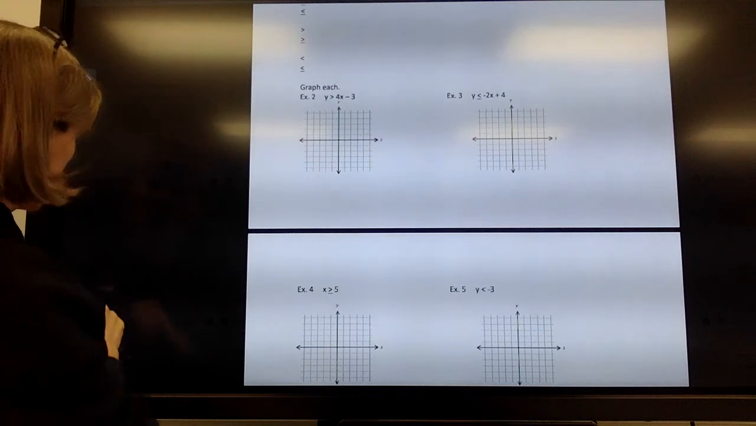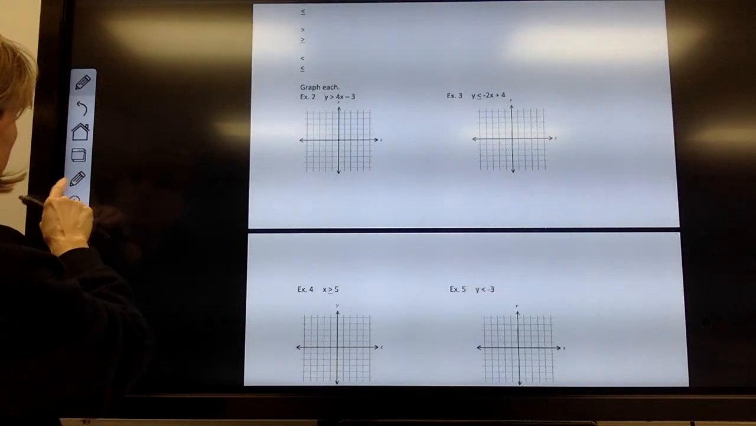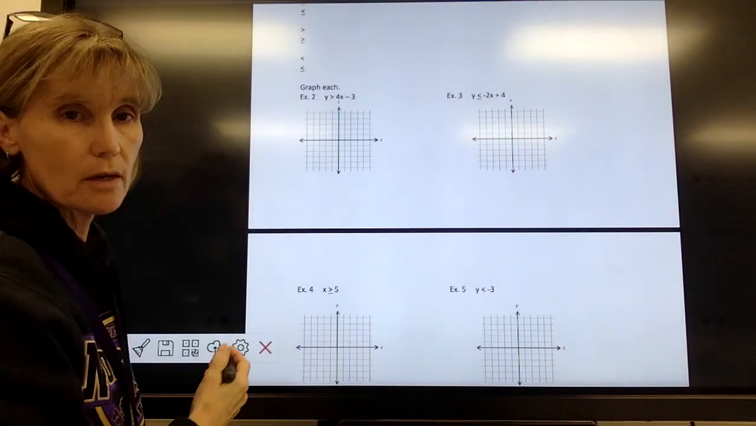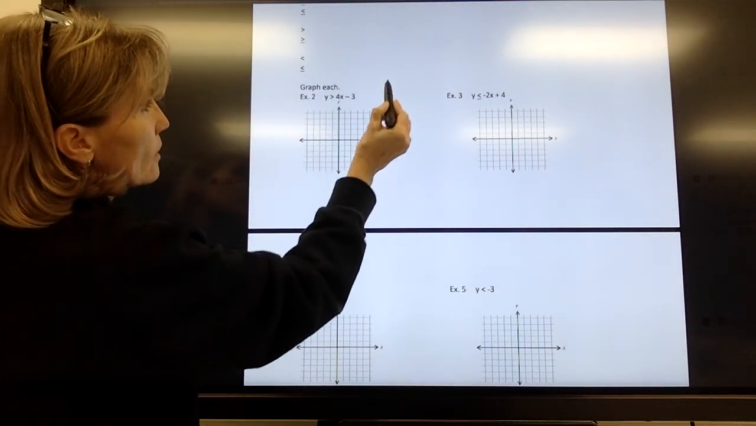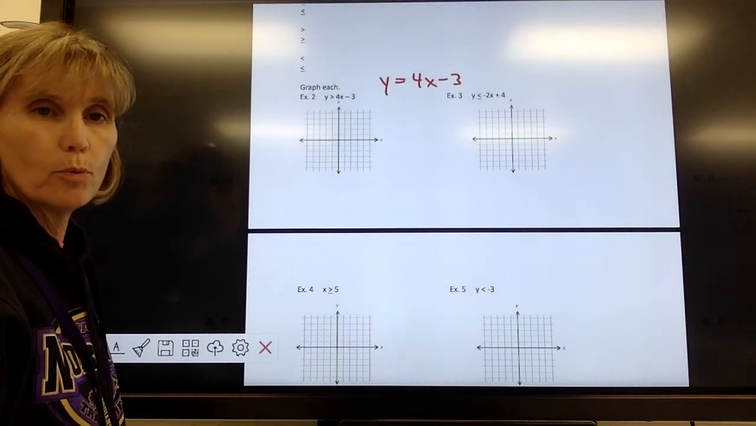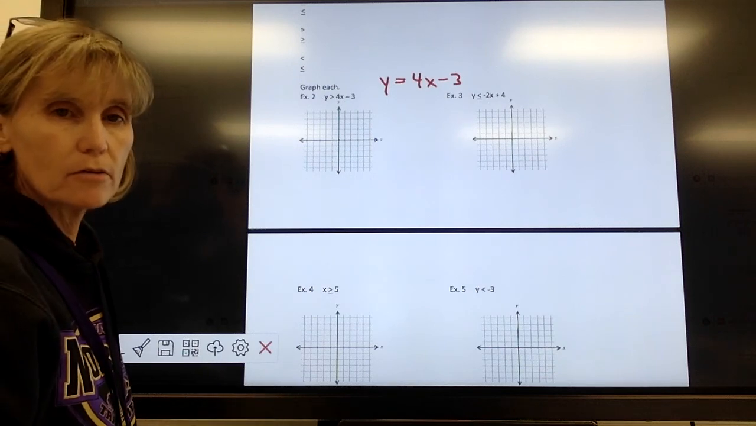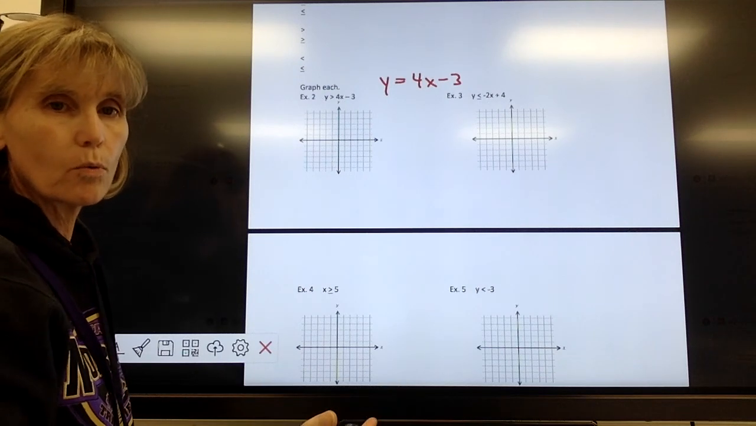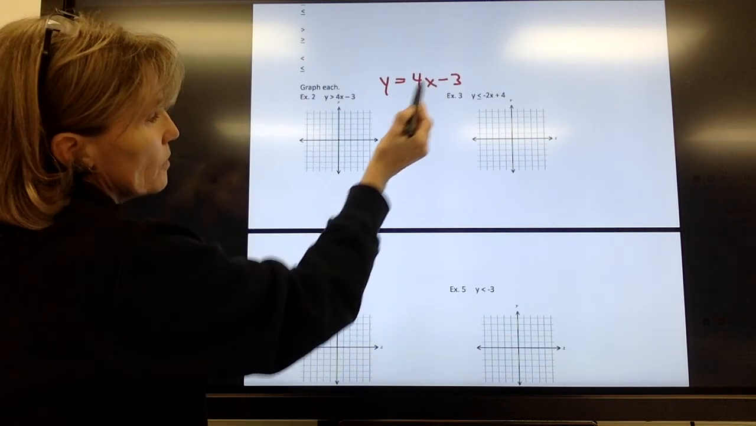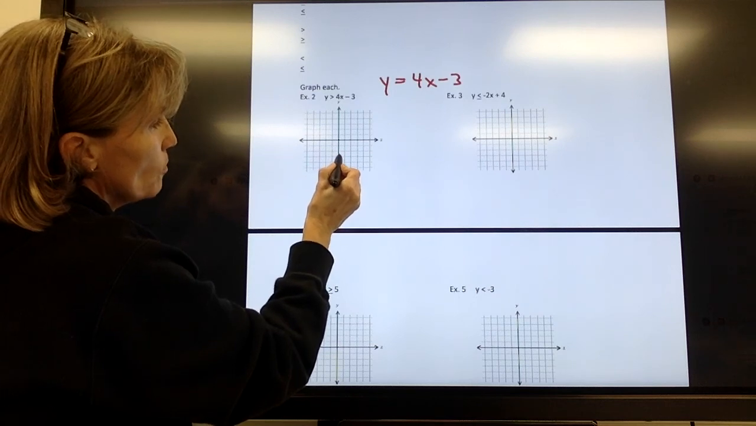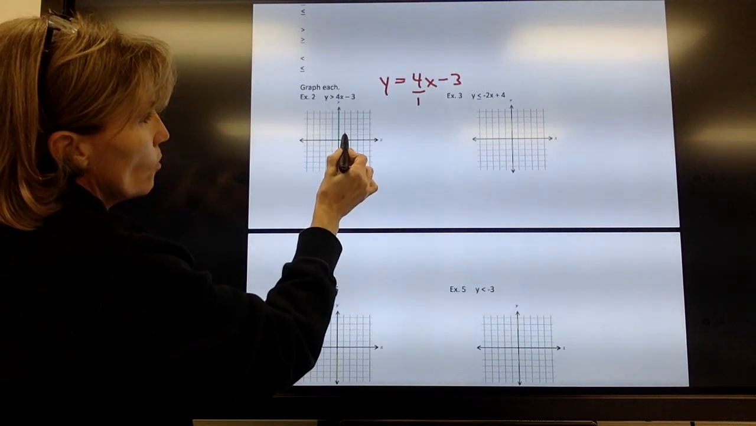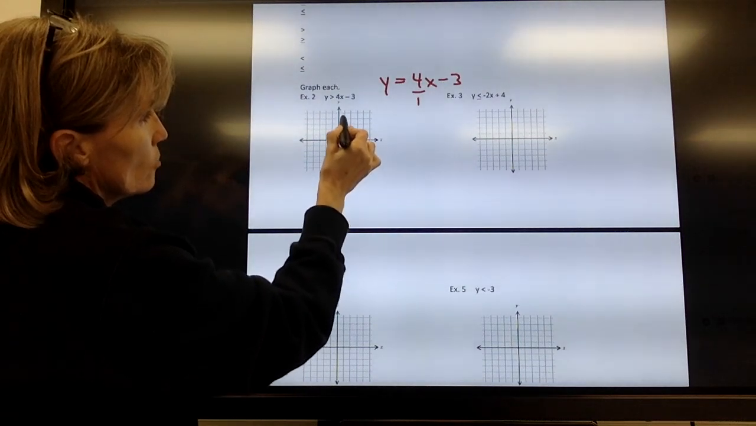Okay, so when it comes to graphing an inequality, we do the same thing as if we're graphing an equality. If this had said y equals 4x minus 3, how would we graph that? We can do a table of values, we can find intercepts, or we could use slope-intercept form. This happens to be in slope-intercept form. My y-intercept is negative 3, so that's where I'm going to put my first point. And I'm going to use my slope here of 4 over 1. I'm going to rise 4 and run 1. 1, 2, 3, 4, and run 1.